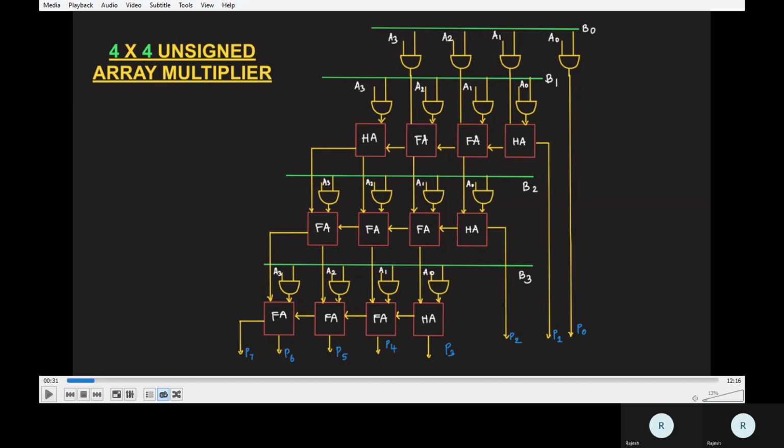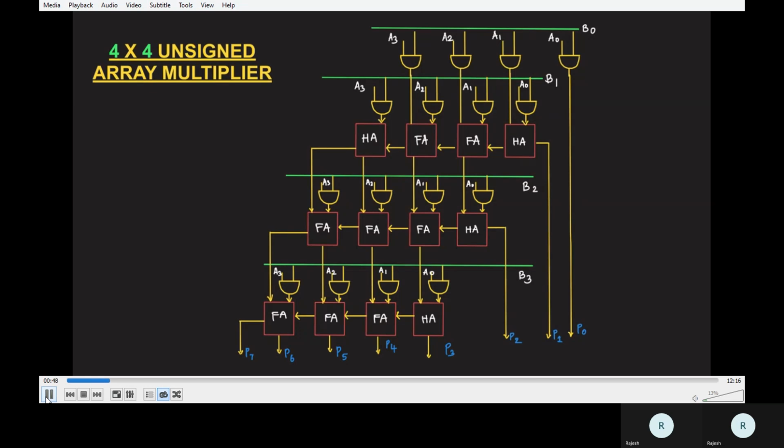Finally, product terms are written as P7 to P0 because m plus n is equal to 8. So m is equal to 4, n is equal to 4. Again, n rows: B3, B2, B1, B0, n rows, and the size of each row is 4 bits. That is the m value. Here the topic covered is that we have to analyze how the carry is propagating horizontally. The final output generated is P7 to P0.